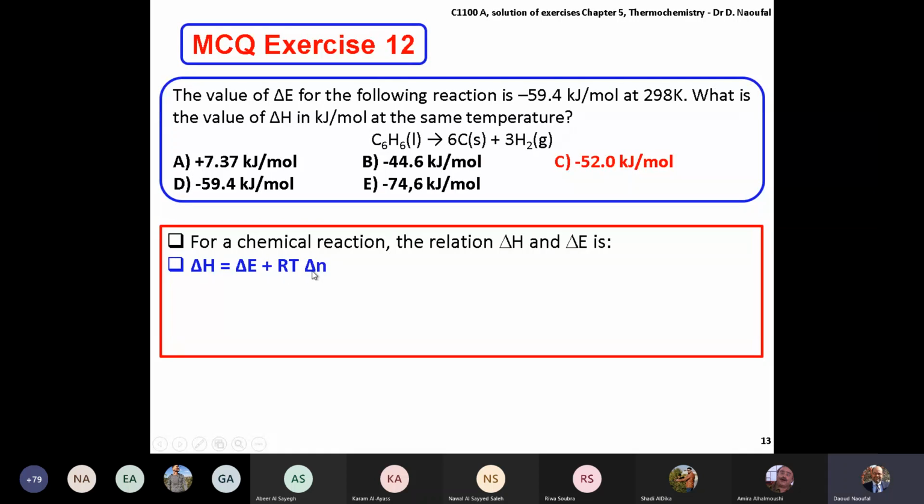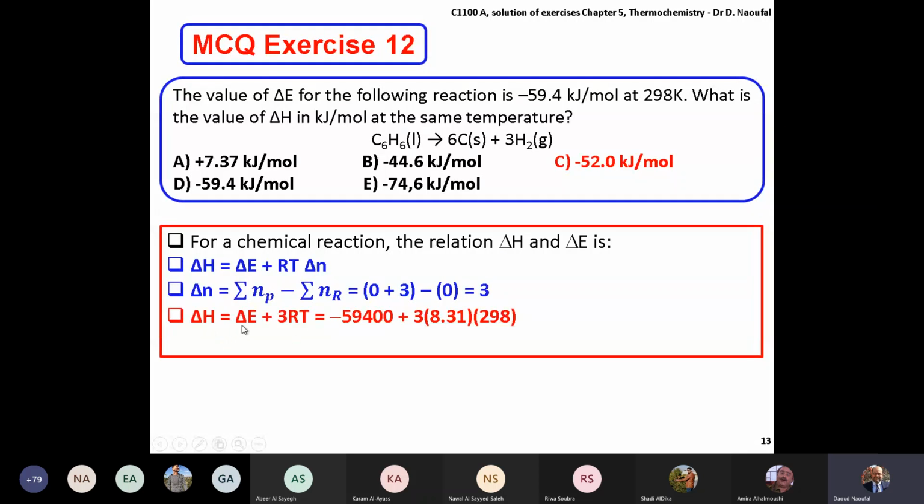And delta N is the difference of the stoichiometries between the products and the reactants, and you consider only the gases. Delta N equals stoichiometry of the products. For carbon solid, we neglect the stoichiometry since it's not a gas, so it is equal to 0, plus 3, minus 0, because C6H6 is liquid. So delta N is equal to 3. Therefore, delta H equals delta E plus 3 RT.